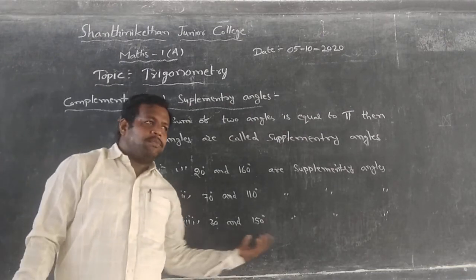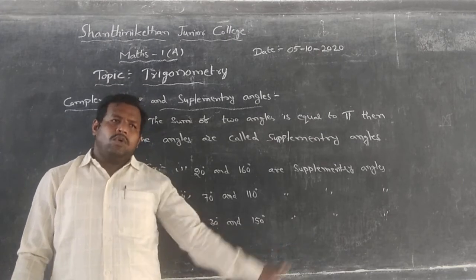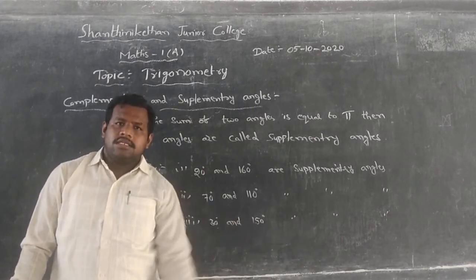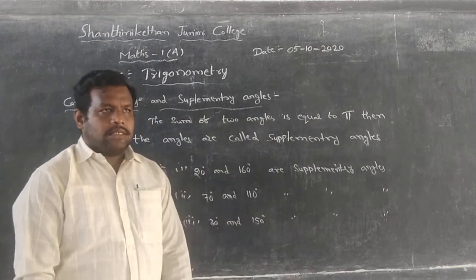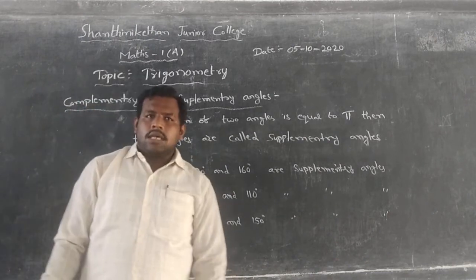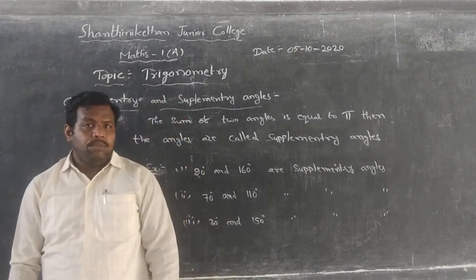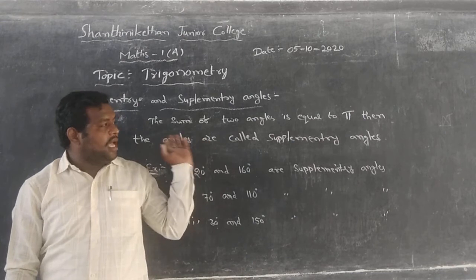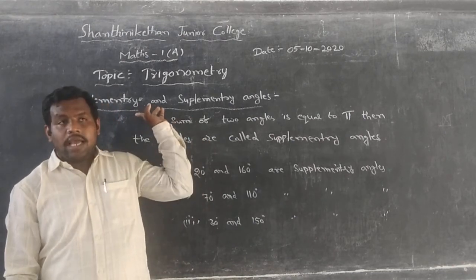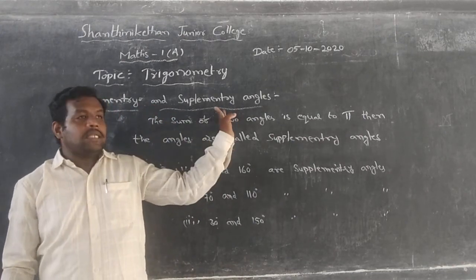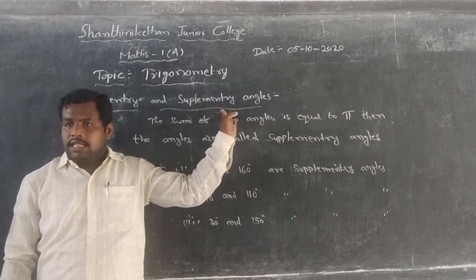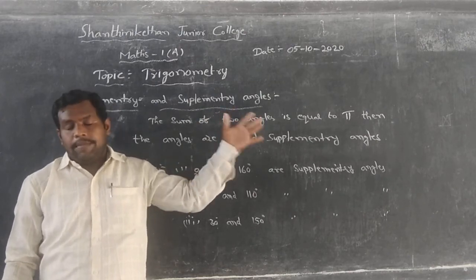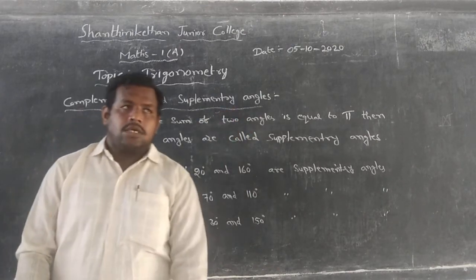Sum of two angles is 180, then the angles are called supplementary angles. Complementary means the sum of two angles is equal to 90 degrees, then the angles are called complementary angles. Sum of two angles is equal to 180 degrees, then the angles are called supplementary angles. Note this one.